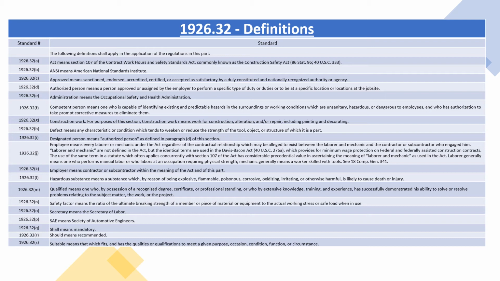1926.32 P. SAE means Society of Automotive Engineers. 1926.32 Q. Shall means mandatory. 1926.32 R. Should means recommended. 1926.32 S. Suitable means that which fits and has the qualities or qualifications to meet a given purpose, occasion, condition, function, or circumstance.